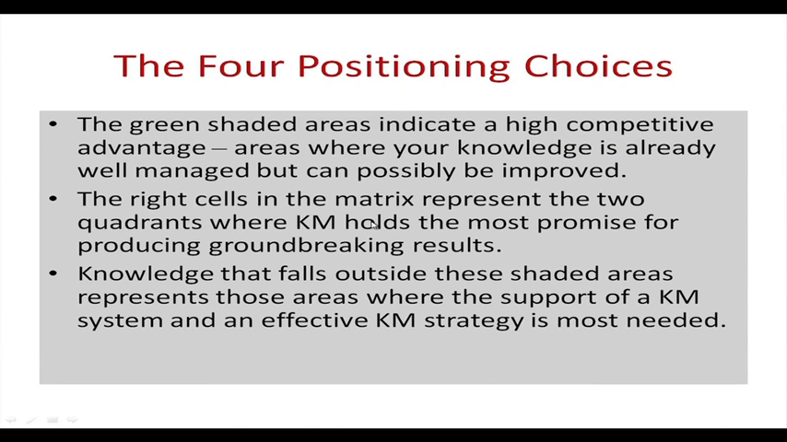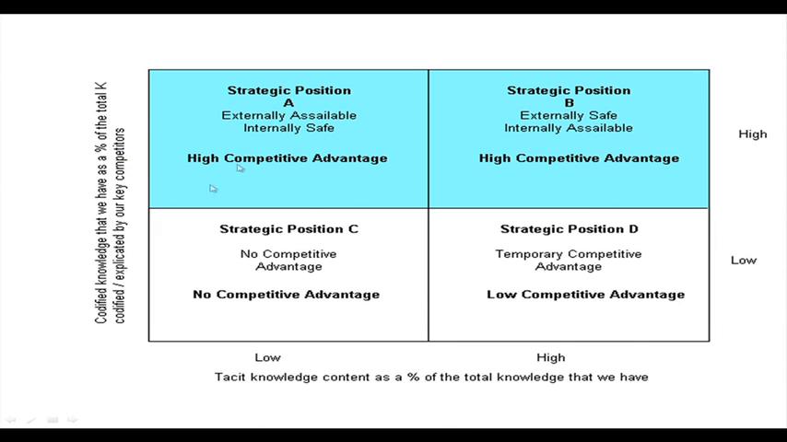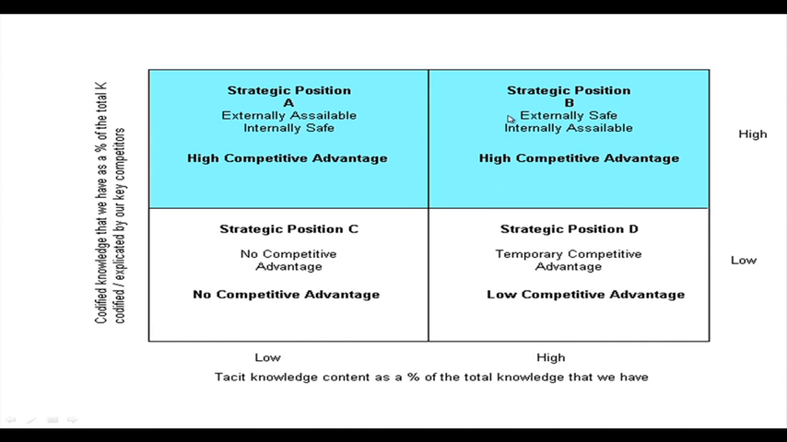So strategic position A, what does it talk about? Your company is internally safe but externally vulnerable on this front, because what you have is more codified knowledge but less tacit knowledge, right. If you look at strategic position B, your company has managed to explicate some portion of its knowledge, however, it is a relatively small percentage of what your company has managed to explicate, right. So, strategic position B is externally safe, but internally assailable, right.